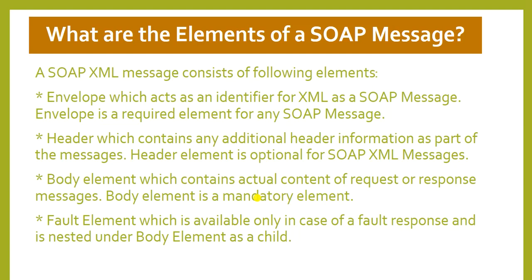Whatever request or response you pass from the client to the server and from the server to the client is included in the body element of the XML message of the SOAP request and response respectively. And then we have the fault element, which is available only in case of a fault response, and it is nested under the body element as a child. So you will see a fault only in the response whenever there is something wrong, and the server wants to send a fault message to the client to inform the client about the problem that has been faced at the server side for the request that was initiated from the client side.